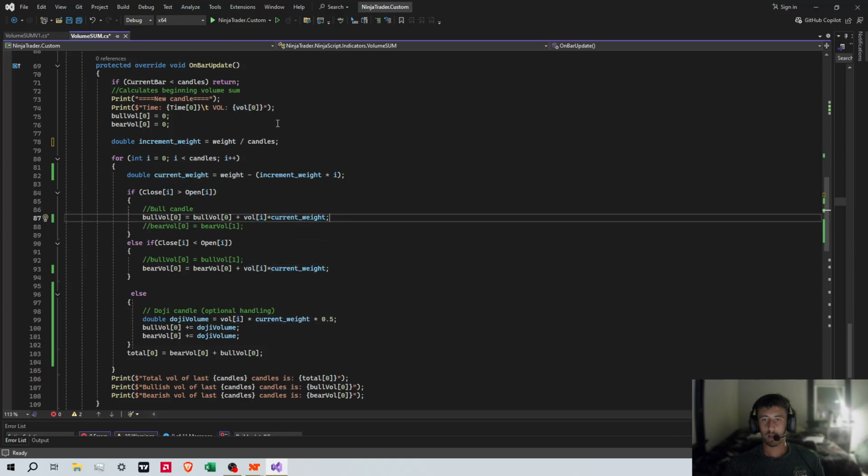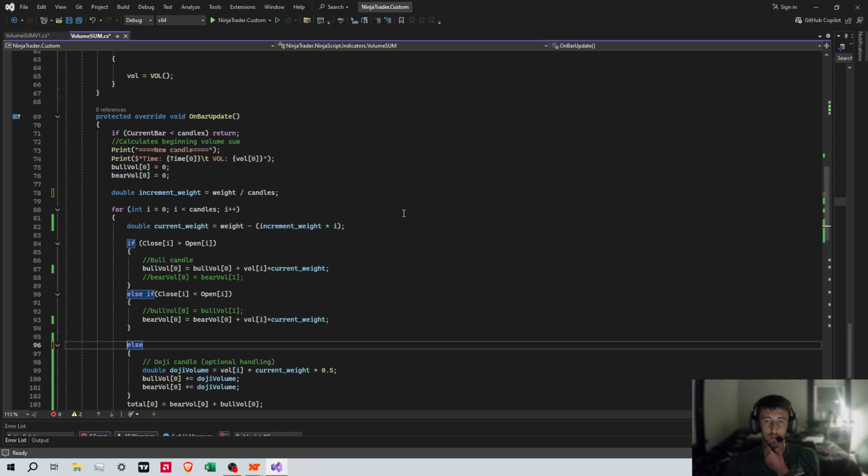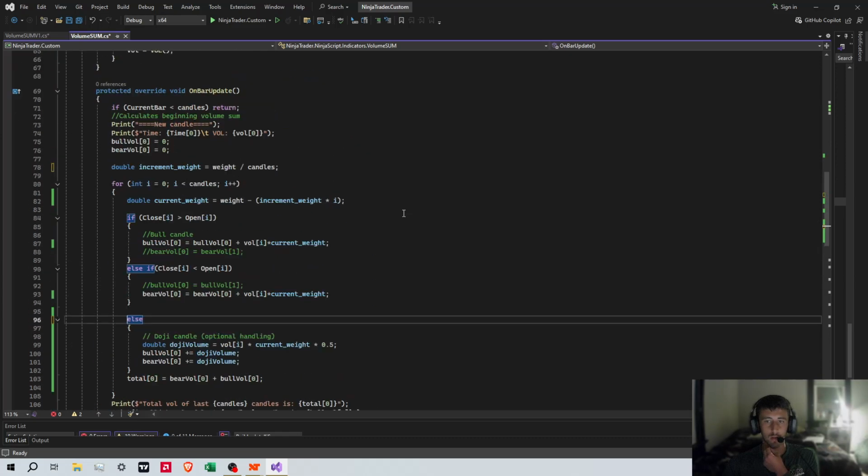Then on the next iteration, when i equals 1, now we do increment rate weight, which is 0.5 times 1. So we're doing weight minus 0.5, which gives us 4.5, and then we're multiplying that. And so that's how it should be incrementing down. And each candle farther away from the most recent should be worth less. But for some reason, it's just not. It's just making a very small difference. It's not really making a difference.